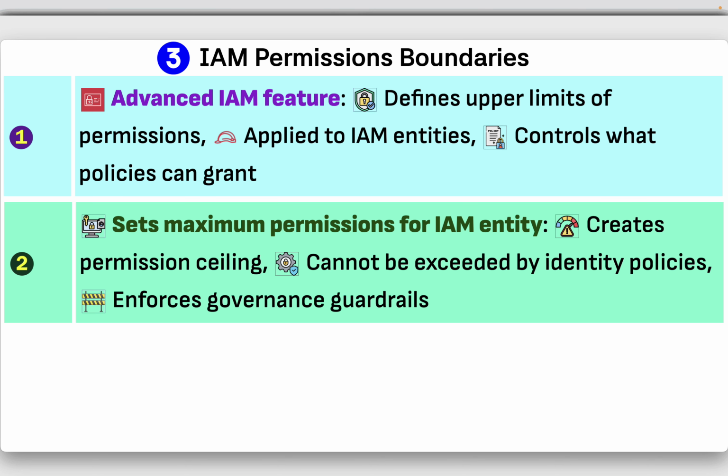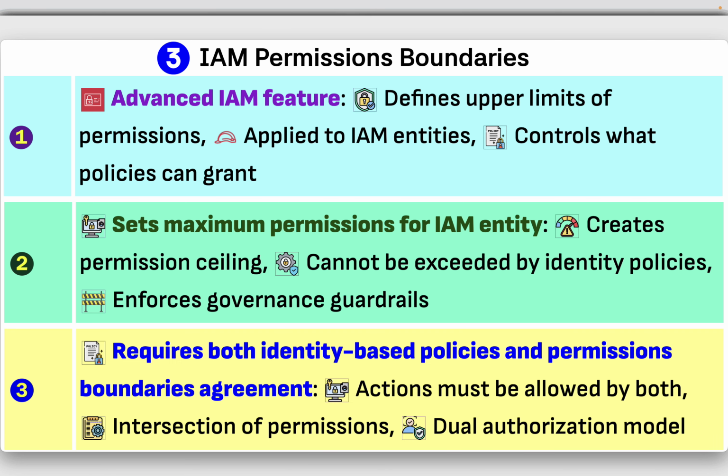So it sets the maximum permissions for an IAM entity, and this feature ensures that the entity cannot exceed the permissions defined in the boundary, regardless of the permissions specified in the attached identity-based policies. So it supersedes all other types of policies. So this is the maximum boundary. It requires both the identity-based policy and the permission boundary to agree. An IAM entity can only perform actions allowed by both its permission boundaries and the identity-based policies attached to it.